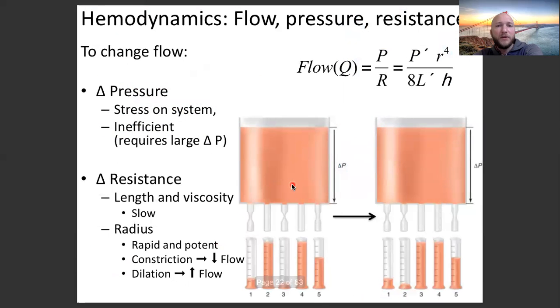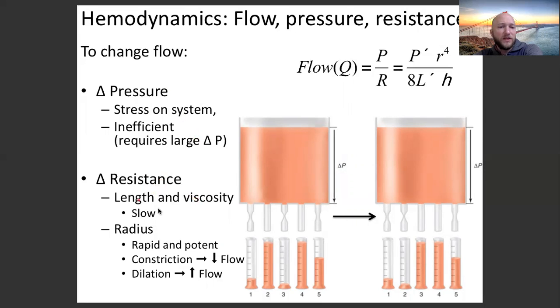All right, so hemodynamics: flow, pressure, and resistance. Flow is equal to pressure divided by resistance, and then we can break resistance down into the 3 terms that affect it: radius, length, and viscosity. Pressure is the stress on a system. Inefficient flow requires large pressure differences.